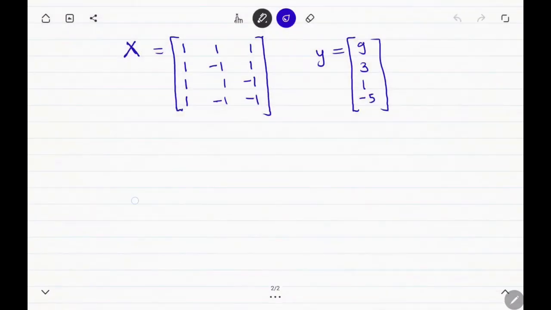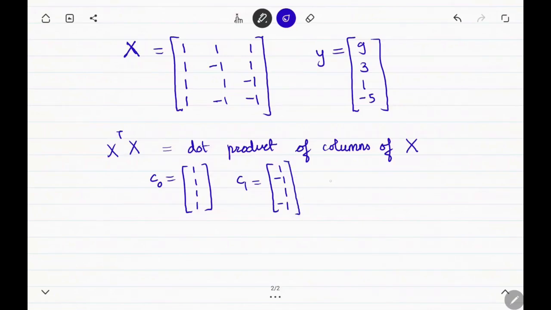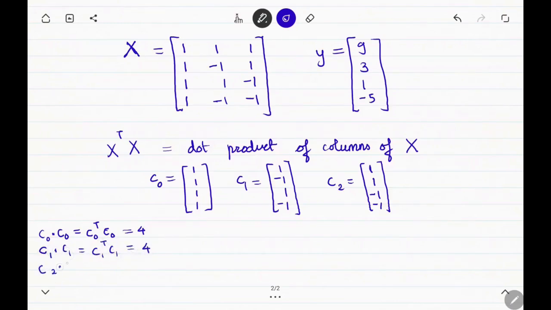Next we compute X transpose X. Now think of X transpose X as all column dot products. So the columns that we have, let's name them. C0 is equal to the first column, 1, 1, 1, 1. C1 is the second column, 1, -1, 1, -1. C2 is the third column, 1, 1, -1, -1. Now C0 transpose multiplied by C0, that is the dot product of C0 with itself, is 4, the dot product of C1 with itself is 4, and the dot product of C2 with itself is also 4.